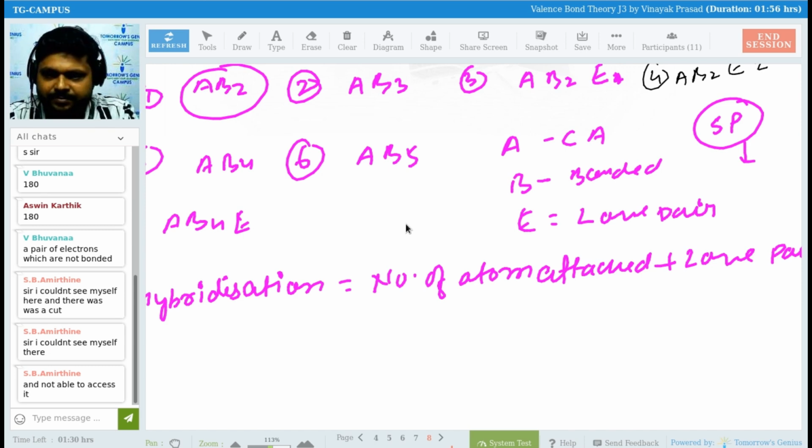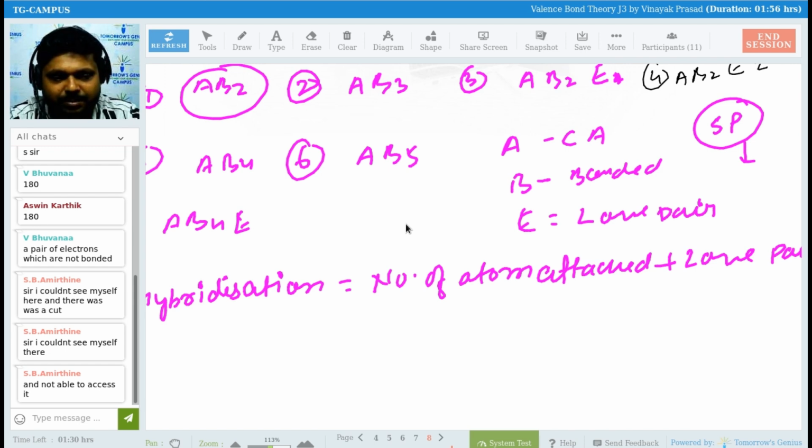Getting my point, everyone? Have you written this? How to find the hybridization of any structure? Can you find the hybridization of any structure by this method? You have to find how many atoms are attached and how many lone pairs are there. So if I am writing AB2 type, it means the number of atoms attached will be how many?